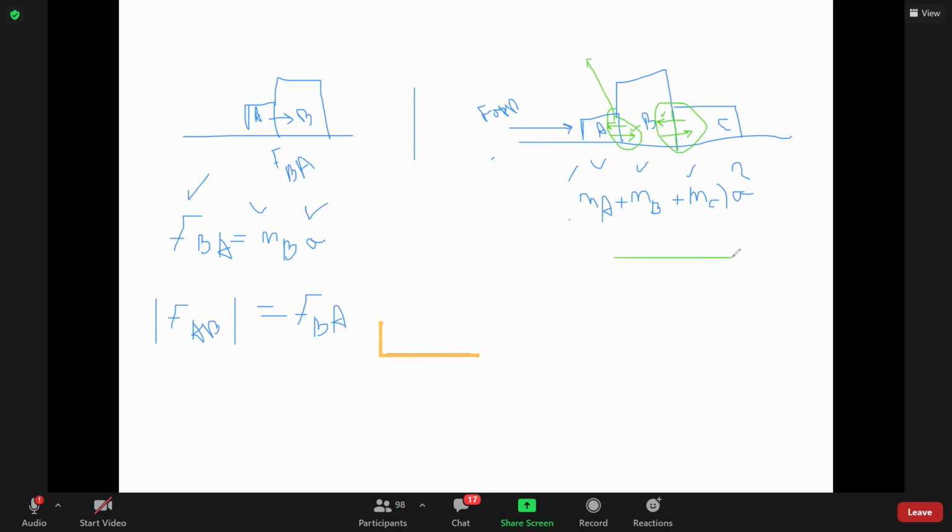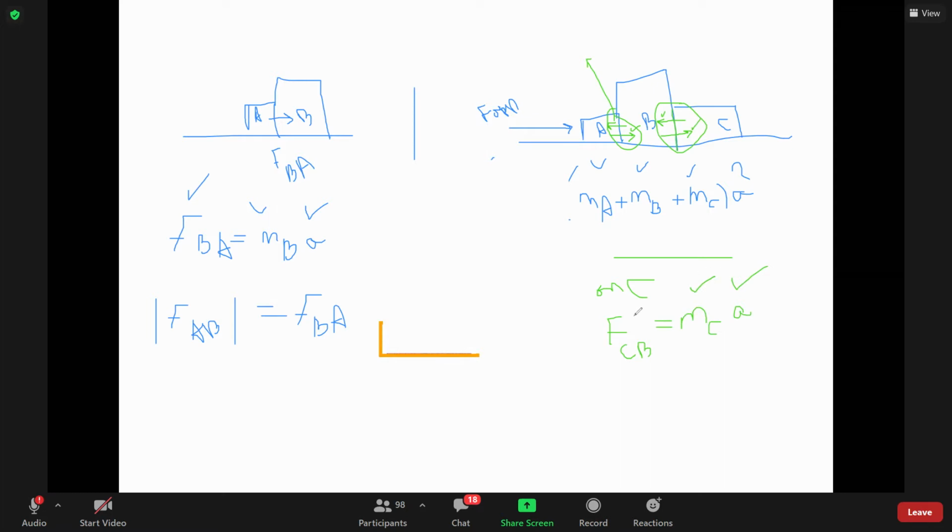So on C, what are the forces on C? It is F on C from B, which is this one. Should equal what? Mass of C multiplied by acceleration. I know the acceleration from the first step, and I know the mass of C in the question, so I can find the forces on C.